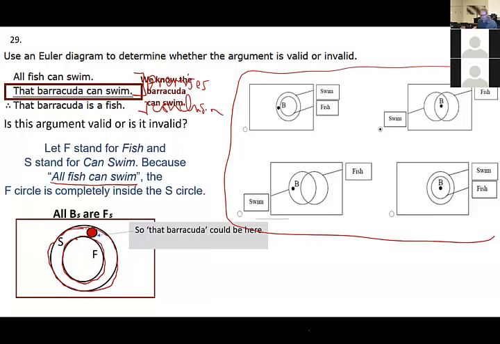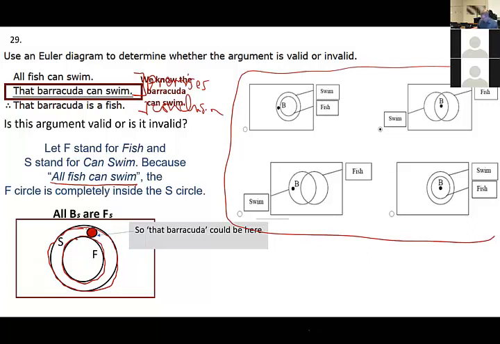And barracuda is also, at least it was at one point, the name of a car too. So maybe they're talking about a car, not a fish. But anyway, there's nothing in the premise that says that barracuda is a fish. If you think barracuda is a fish, you're thinking outside of the information you're given. You're not given what a barracuda is. A barracuda is just something that can swim. Maybe it's a car, maybe it's not a fish. Anyway, you don't know for sure that that barracuda is a fish.